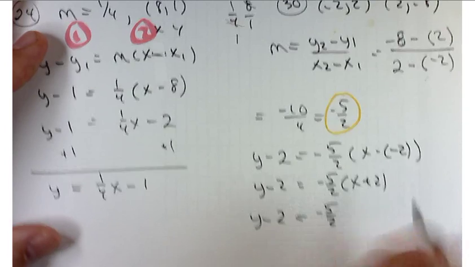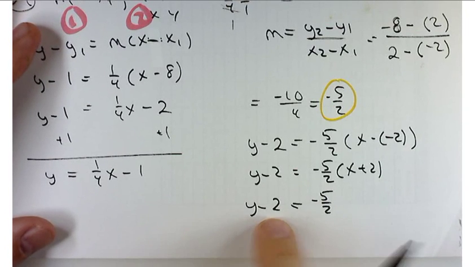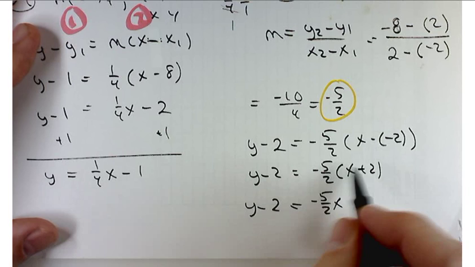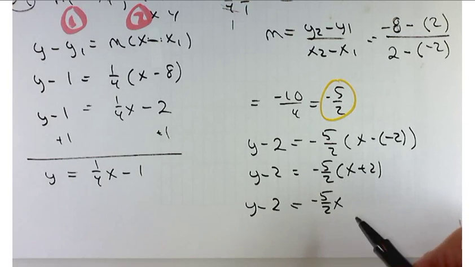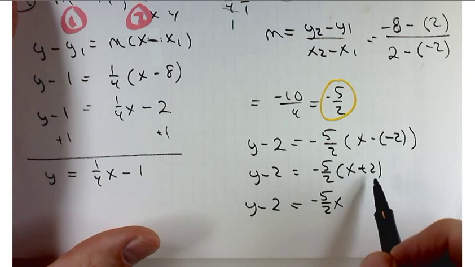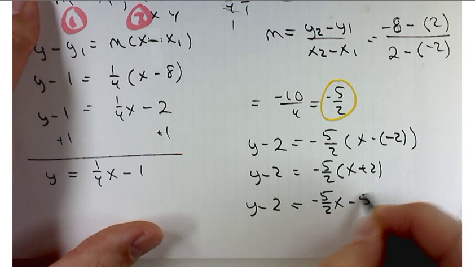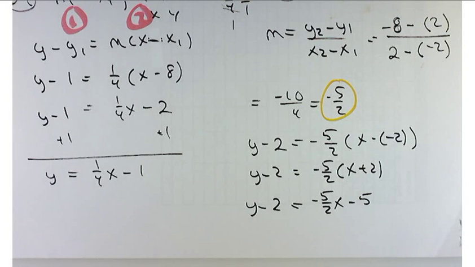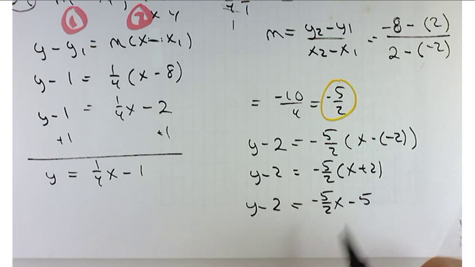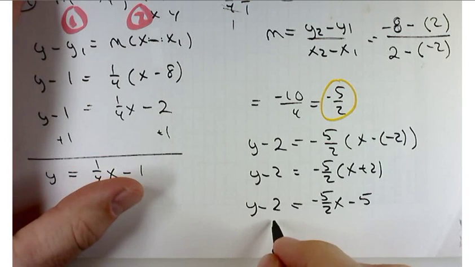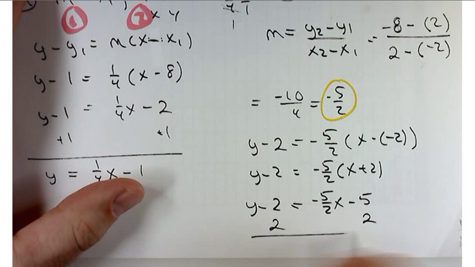Again, keep in mind, I'm going to want you to solve for y. So I'll have to distribute the -5/2. First term gives me negative 5 halves x. Second term gives me what? Yeah, good. Just negative 5. Distribute the negative 5 halves. Last but not least, add 2 to both sides. Y equals negative 5 halves x minus 3.